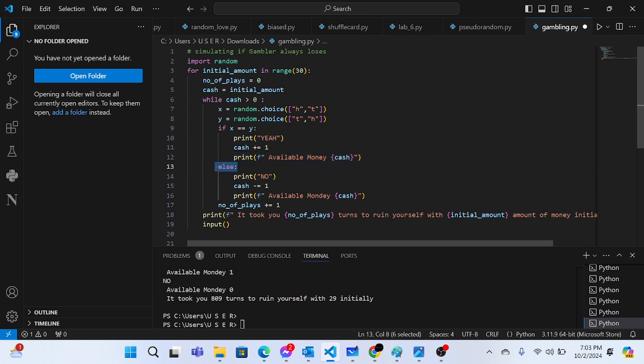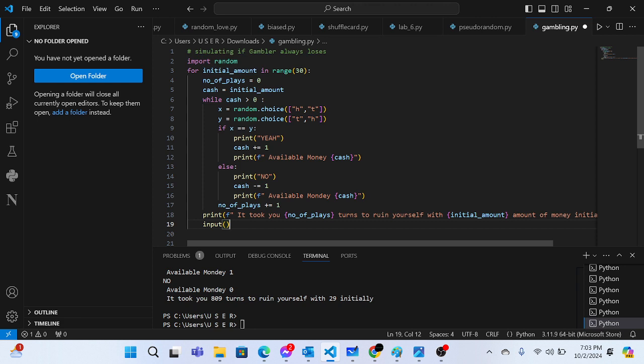If they are not the same, then of course he will lose. The cash will decrease by 1 and the available money will also be printed. And each time he plays, the number of plays will increase by 1. When the cash becomes 0 and we get out of this while loop, we will print how many turns it took for him to ruin himself with the initial amount that he brought with him. And this will print 30 times because this loop is running for 30 different cash amounts, right?